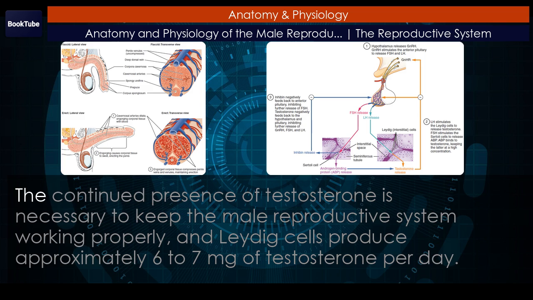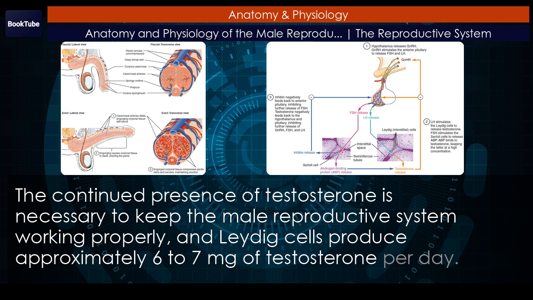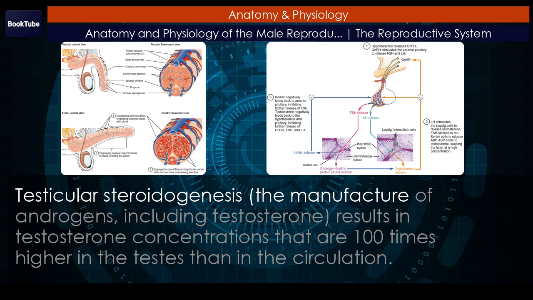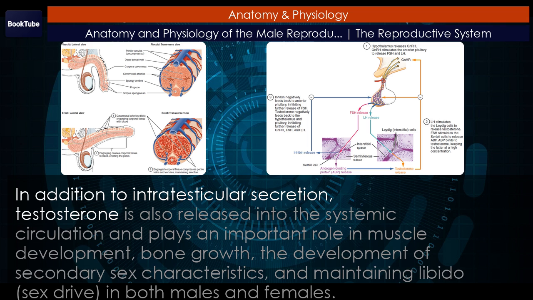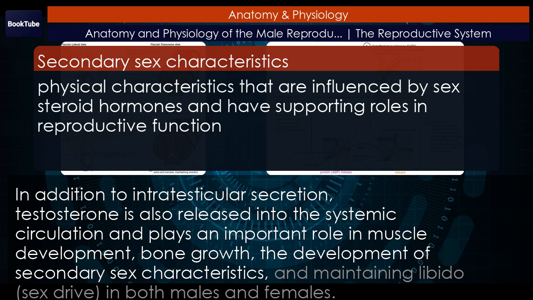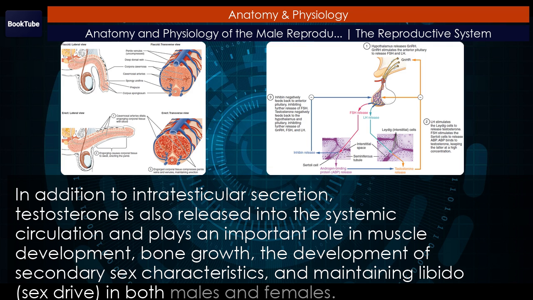Functions of testosterone. The continued presence of testosterone is necessary to keep the male reproductive system working properly, and Leydig cells produce approximately 6 to 7 milligrams of testosterone per day. Testicular steroidogenesis. The manufacture of androgens, including testosterone, results in testosterone concentrations that are 100 times higher in the testes than in the circulation. Maintaining these normal concentrations of testosterone promotes spermatogenesis, whereas low levels of testosterone can lead to infertility. In addition to intratesticular secretion, testosterone is also released into the systemic circulation and plays an important role in muscle development, bone growth, the development of secondary sex characteristics, and maintaining libido, sex drive, in both males and females.